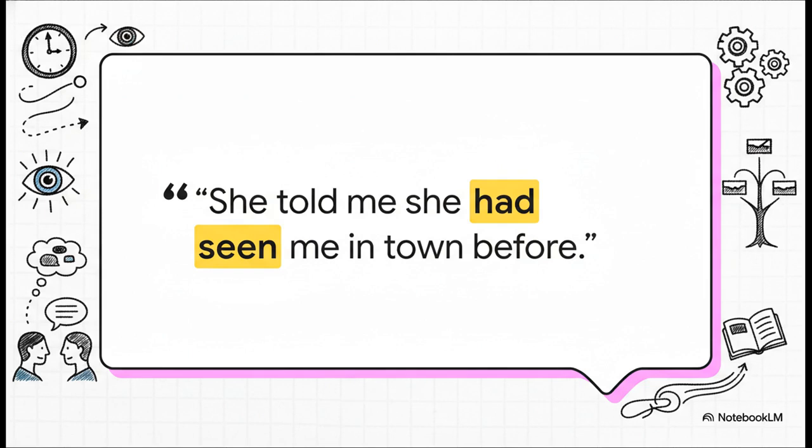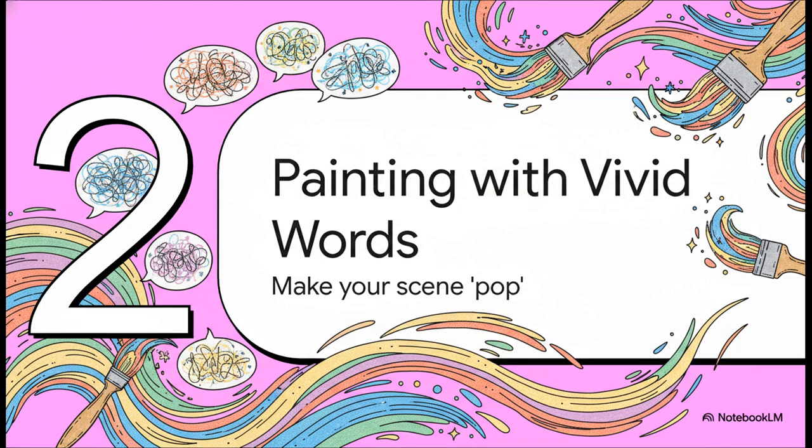It's awesome. Okay, so we've got a handle on time, awesome. Now, let's make that world we're building actually come to life. Let's make it pop. Our next tools are all about painting with words, adjectives and adverbs. These are your paintbrushes. They're what you use to turn a black and white sketch into a full-color masterpiece.